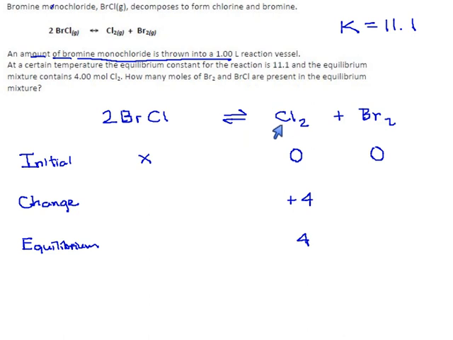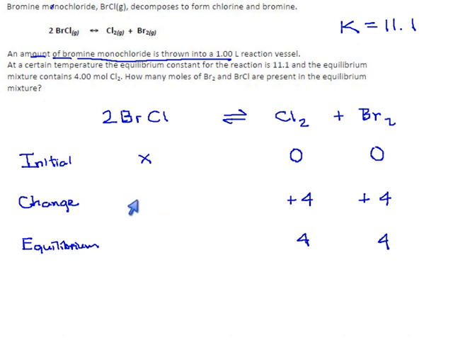Now that gets us all kinds of stuff. Every time you create a mole of chlorine, according to this reaction, you also create a mole of bromine. These are always created in exactly equal amounts. If you make 75 chlorines, you'll make 75 bromines. So if we made 4 chlorines, there must be 4 bromine also. So we get that number without too much trouble. If there was no bromine before, and we created 4 of it, then there must be 4 at equilibrium. That's not too bad either.